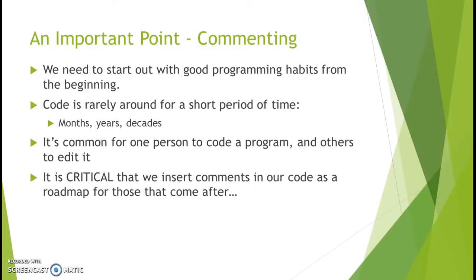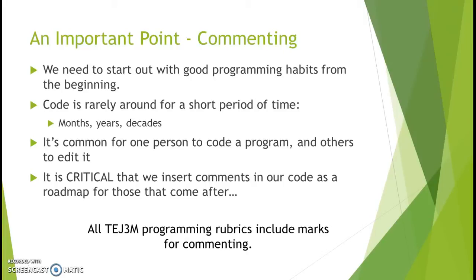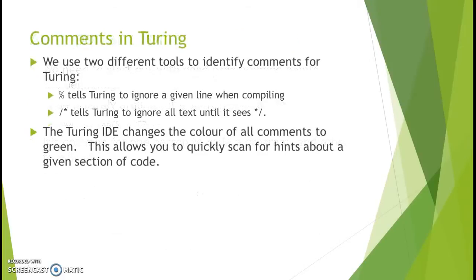So it's critical that we insert comments in our code that can provide a kind of roadmap for the people that come afterwards, whether it's us 2 years later or someone who's hired to replace us when we've gone on to become President of the United States. And every instance where you will have code marked and evaluated, there will be marks for doing a good job of commenting. How do we do that?